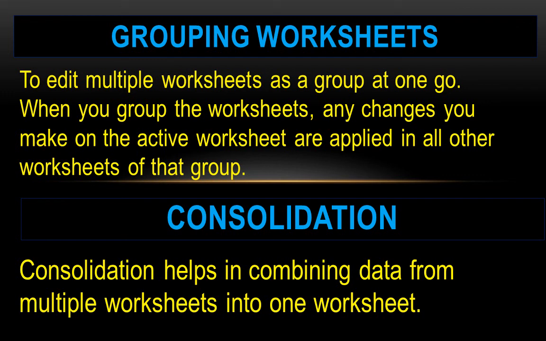So students, in this chapter we have discussed the database in Excel. Excel is a combination of rows and columns, and row and column are also called the field and record. And we have discussed how to add a record and how to search and delete the record, how to sort the record, how to filter the record, how to use the goal seek feature, how to use the subtotal feature, and lastly we have discussed grouping worksheet and consolidation.